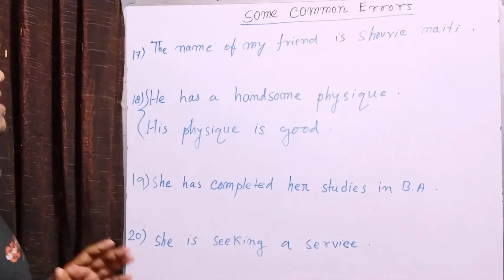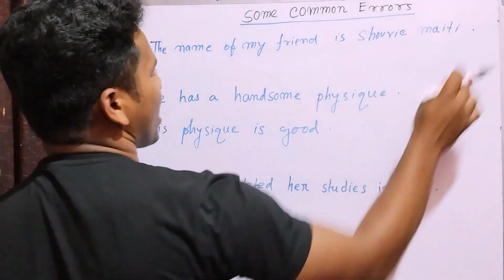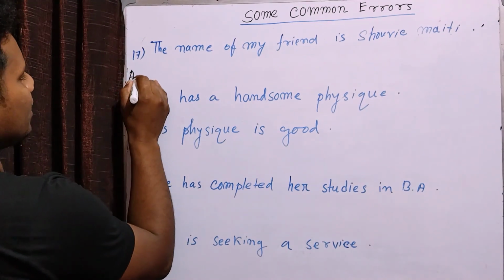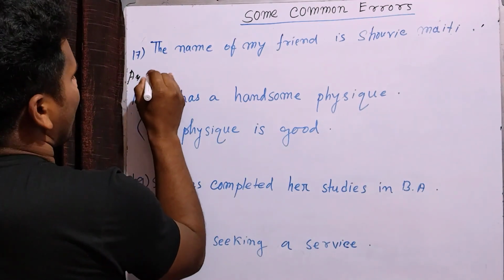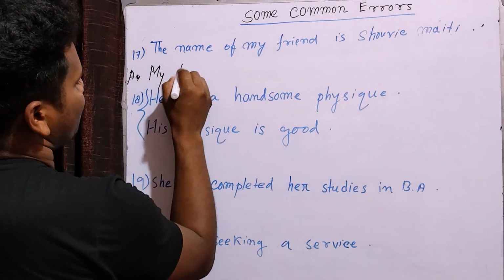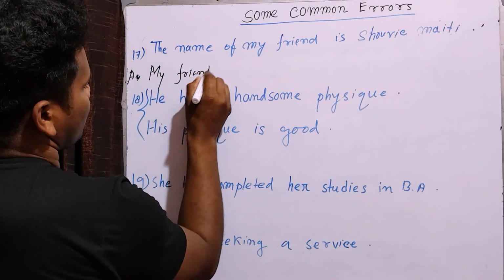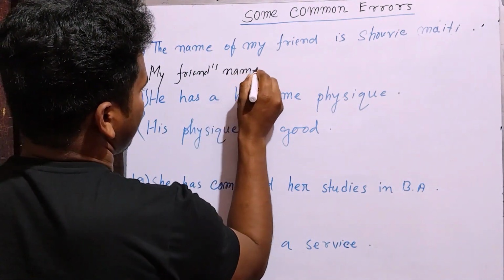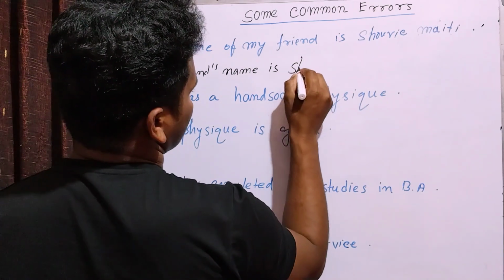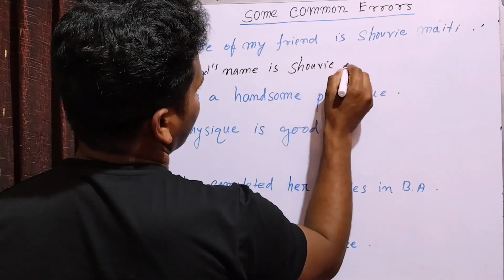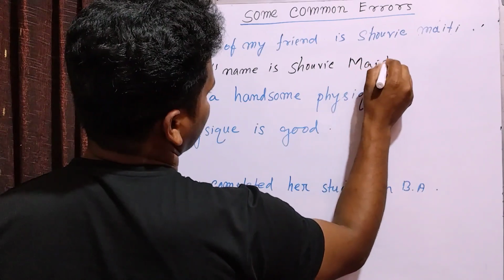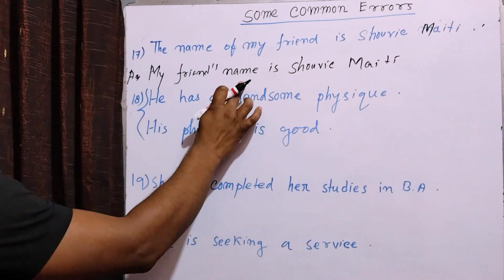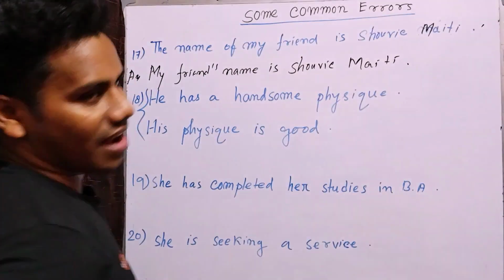Okay, next: the name of my friend is Sobik Mighty. This is wrong. So the right one will be: my friend's name is Sobik Mighty. This is the right sentence.